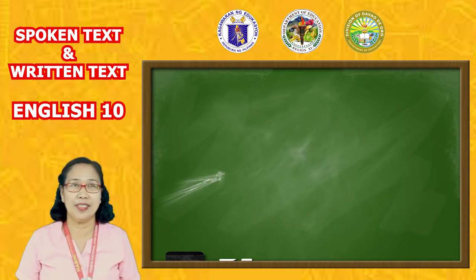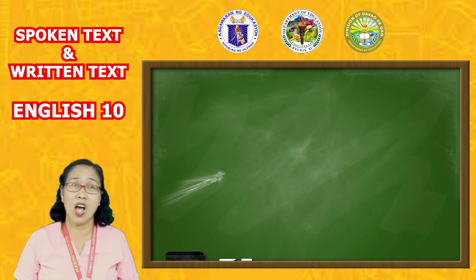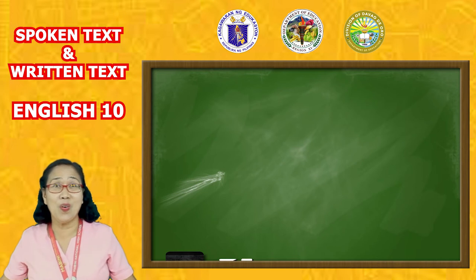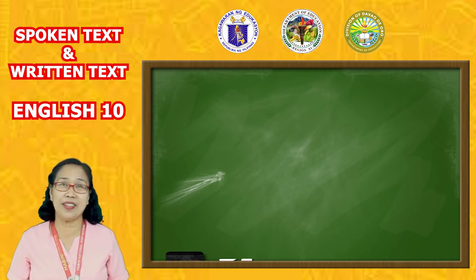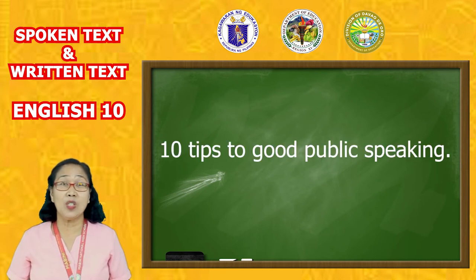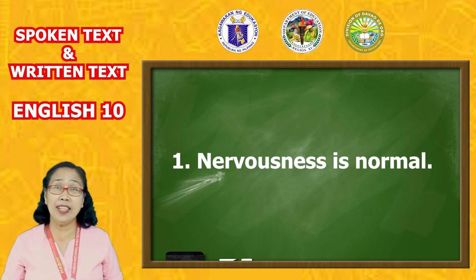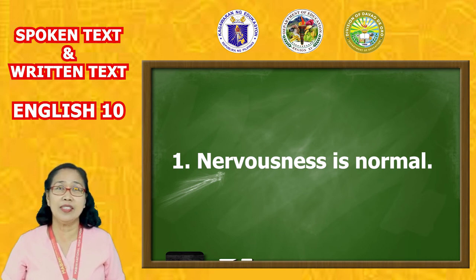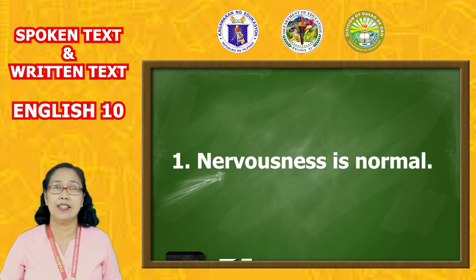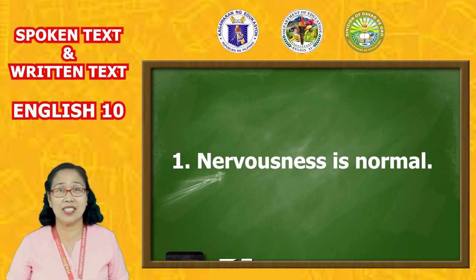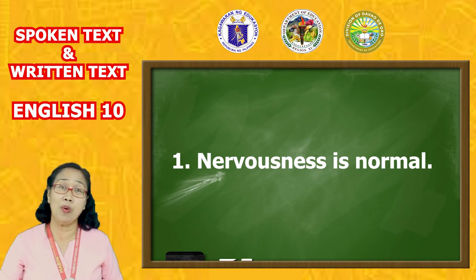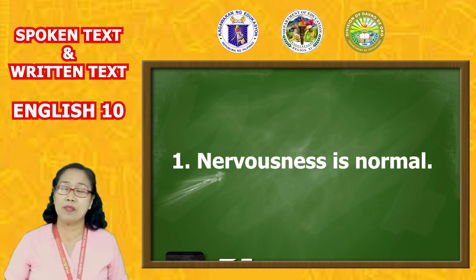Based on the audio presentation, let us try to evaluate if the speaker attained the expected qualities of a good public speaker. Now, what are the qualities of a good public speaker? Here are the tips to good public speaking. First, nervousness is normal. All people feel some physiological reactions like pounding hearts and trembling hands. Do not associate these feelings with the sense that you will perform poorly. Some nerves are good. The adrenaline rush that makes you sweat also makes you more alert and ready to give your best performance.